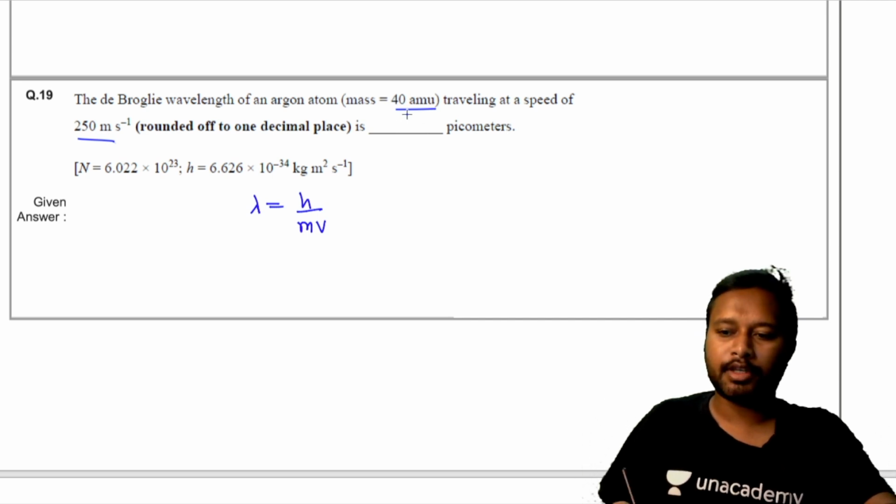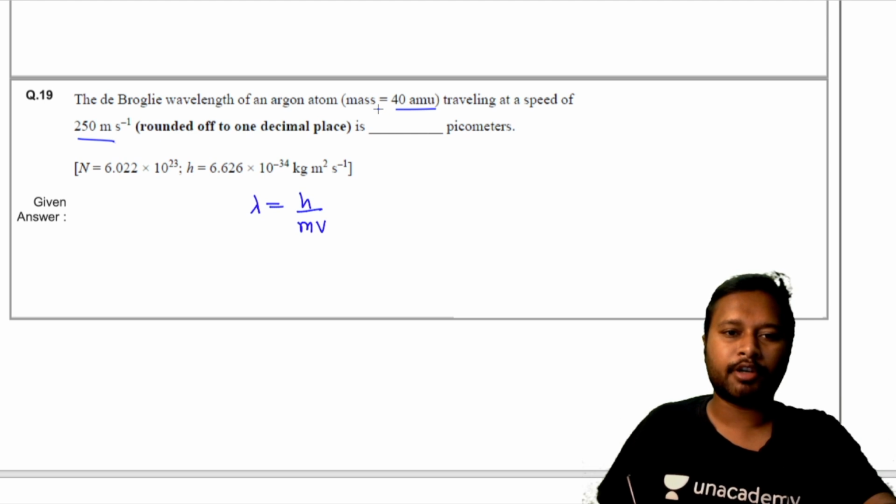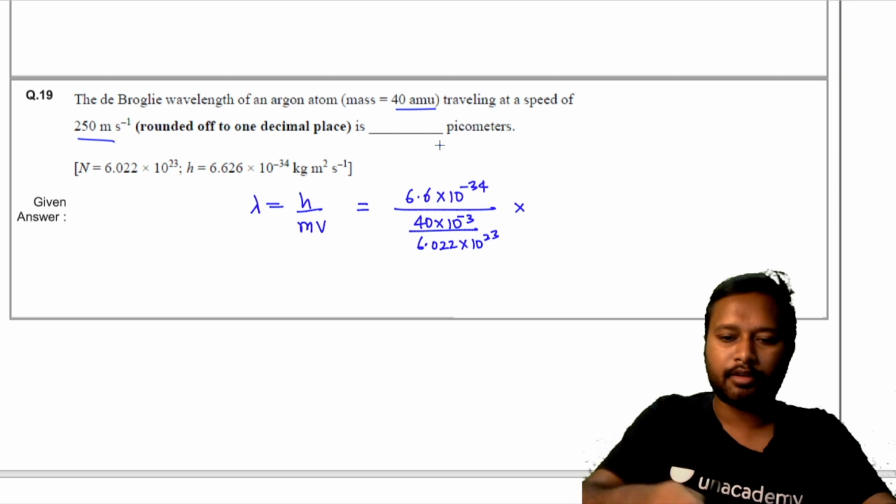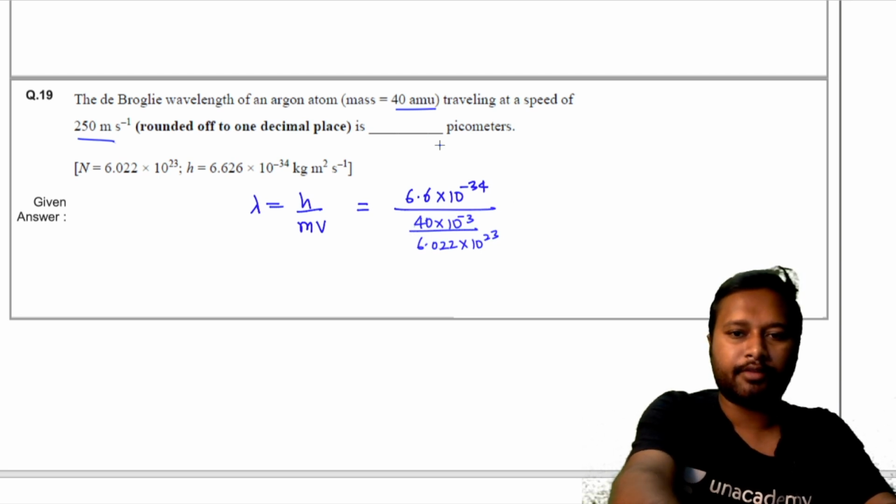Also, one more thing is that you have to convert this per mole unit. So the value which you are going to get is 6.6 into 10 to the power minus 34, divided by the mass, which will be 40 into 10 to the power minus 3, converted into kilograms, and divided by the Avogadro number, 6.022 into 10 to the power 23, and multiplied by the velocity, the speed of light which is given to you.